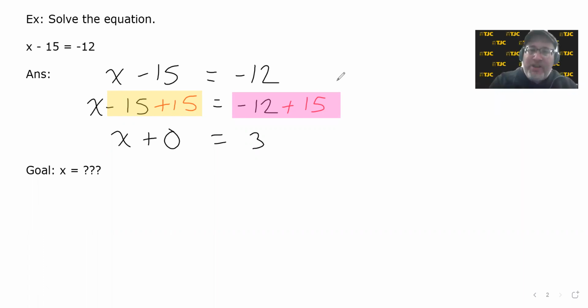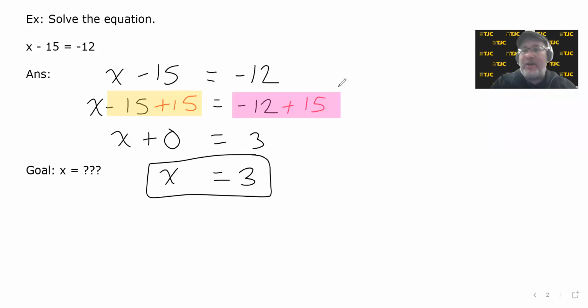Because 0 is the best number to add with. What happens when you add 0 to something? The answer is it doesn't change. So when we see something like x plus 0, we can simply just answer that question. X plus 0 is equal to x. The right side is 3, and just like that, we've met our goal.